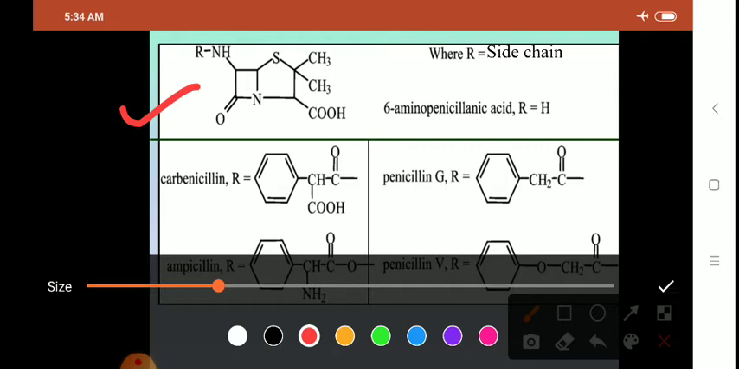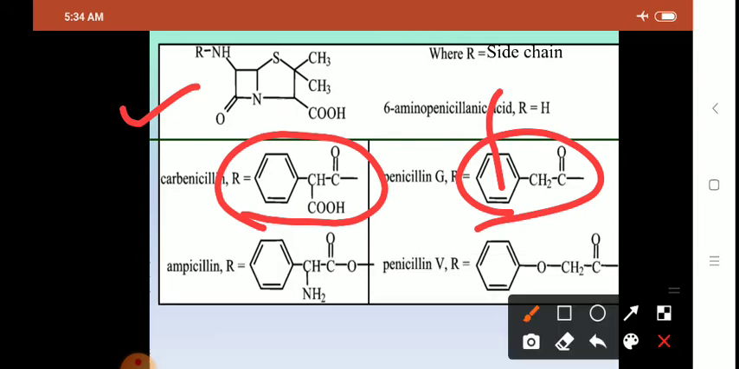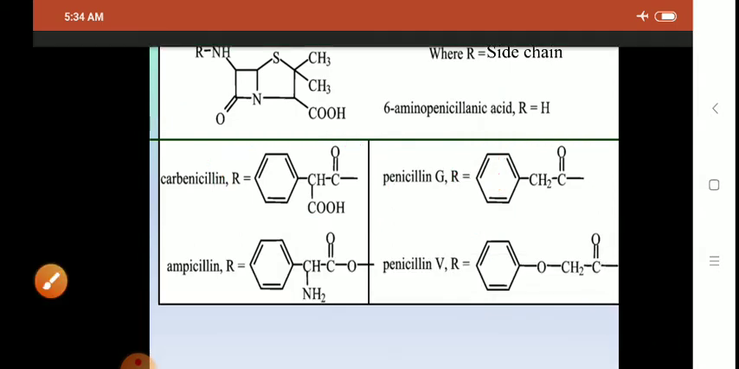If the precursor is this group, carbenicillin will be produced. This is the case with penicillin G. In the case of ampicillin, the R is different. In the case of carbenicillin, the R is different. You can see that in penicillin V, penicillin G, ampicillin, and carbenicillin, the side chain is different. So by varying the side chains, you can produce various semisynthetic penicillins. That is all about semisynthetic penicillin and penicillin production.